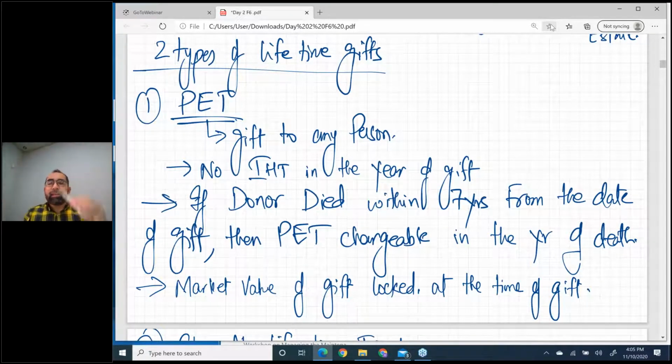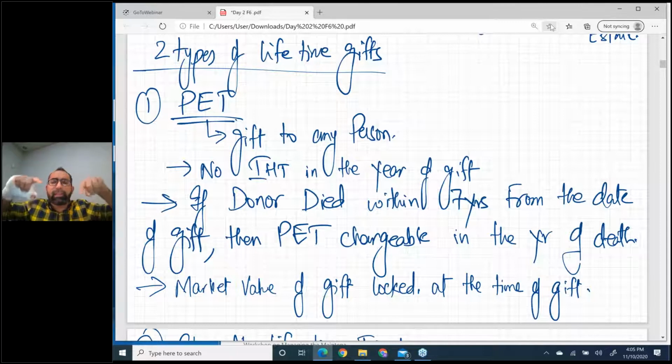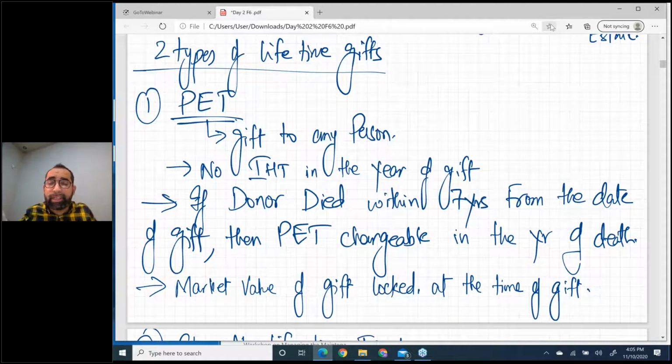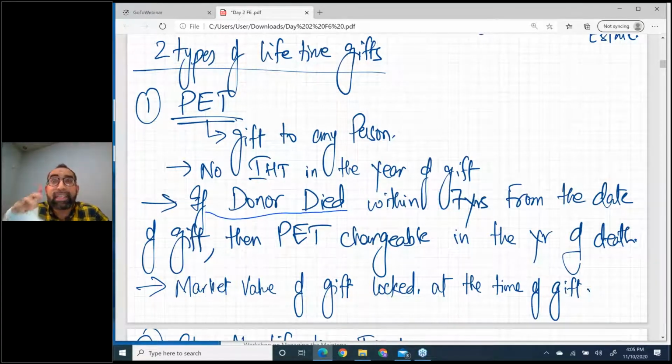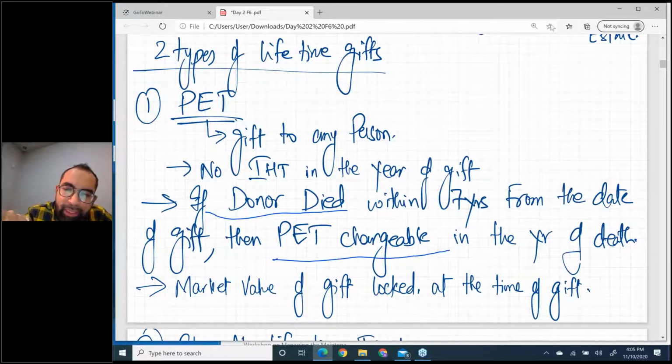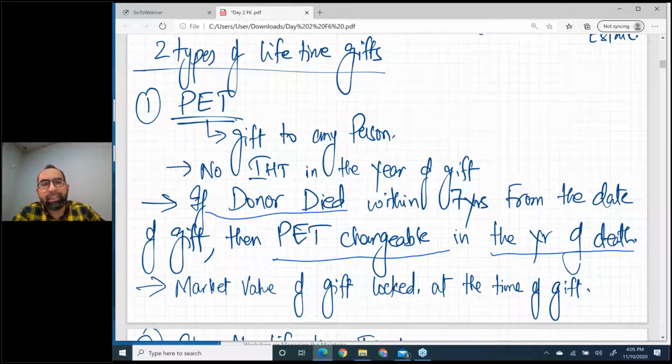It means that in the year of gift, let us say I have given a gift to my son in the 15-16 fiscal year, a car or anything, right now in the year of gift there is no tax at all, no IHT implication, not even any calculation. But if the donor dies within 7 years from the date of gift, then this PET will be chargeable in the year of death.